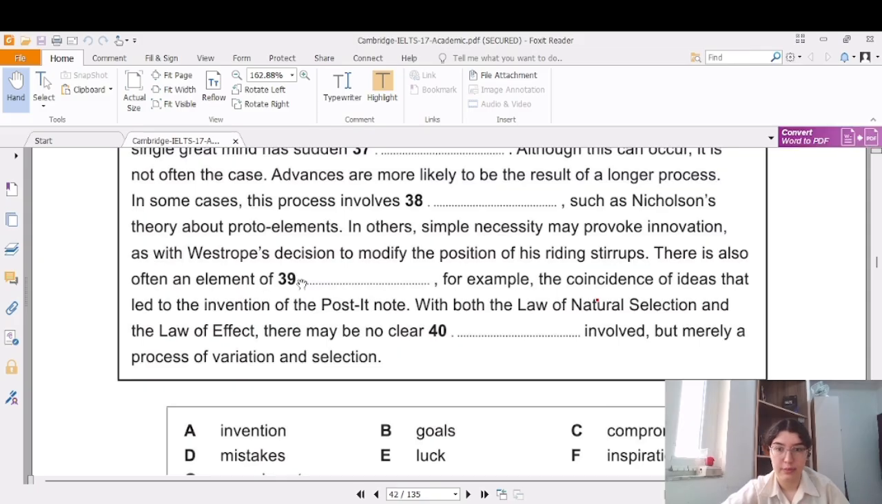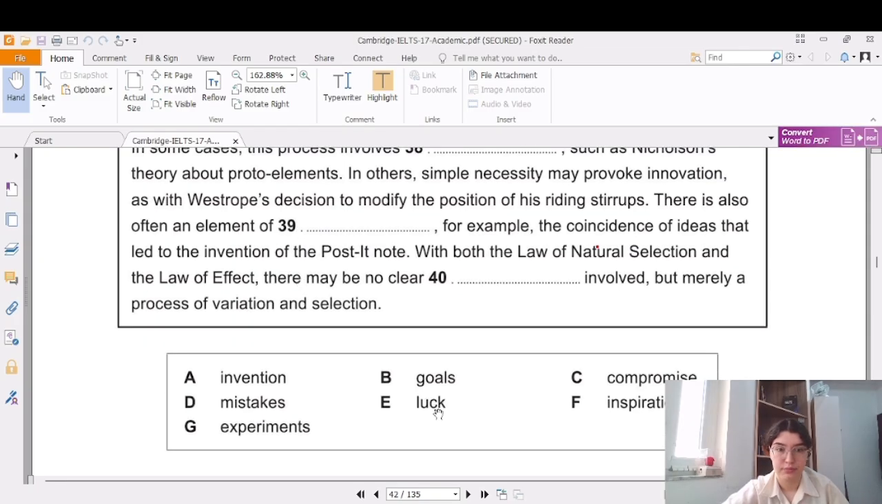There's also often an element of, it would probably be luck, an element of luck. For example, the coincidence of ideas that led to the invention of the post-it note. Yeah, it was just luck. Like there were two co-workers that were having a problem and then suddenly they came up with this idea. They weren't necessarily geniuses. So sometimes it's just luck. That's why creativity happens or an invention happens. There may be no clear something involved, but merely a process of variation and selection.